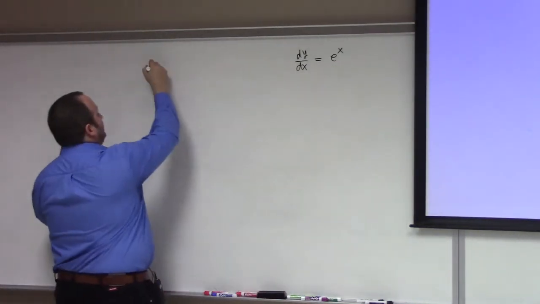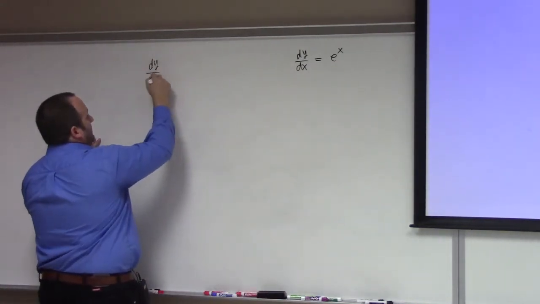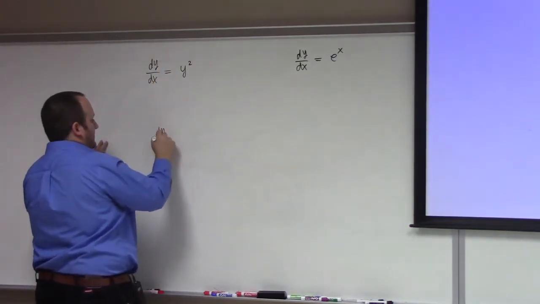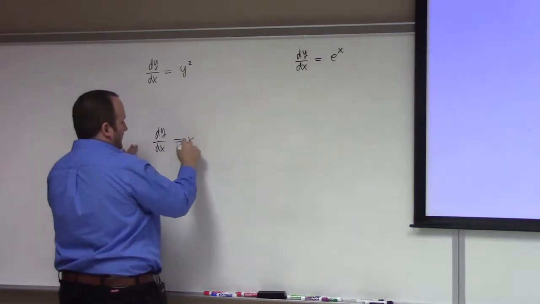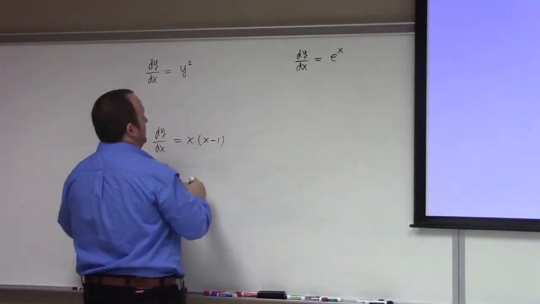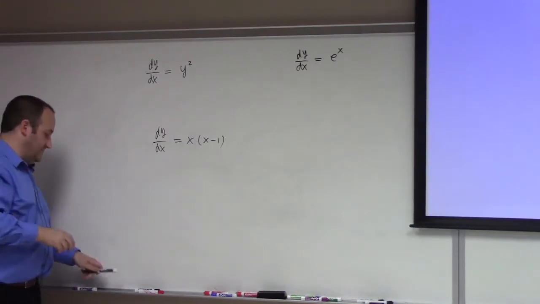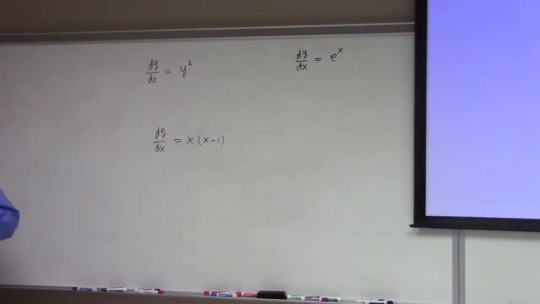How about this? I have dy/dx equal to y squared. Or if I have dy/dx equal to x times (x minus 1), where are these solutions increasing? Where are they decreasing? I'm not saying you find a solution. I'm saying you can answer my question without actually finding solutions. Why?